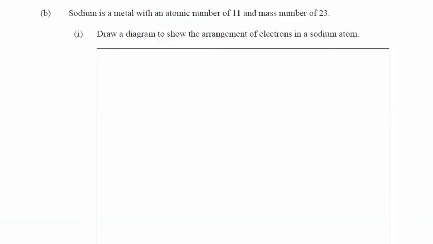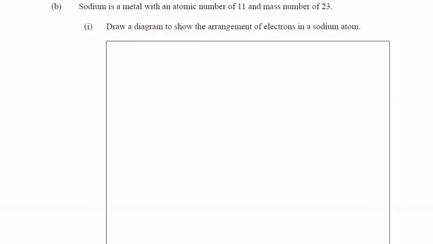Part B, sodium is a metal with an atomic number of 11 and a mass number of 23. Part 1, draw a diagram to show the arrangement of electrons in a sodium atom. All right, so it's very important. They've given the mass number, so it means that we're going to use that to determine the proton number. So we will need to state 11 p's in the center, 11 p's, 12 n, it's 12 neutrons. That's how we will get 23. Let's make that clear.